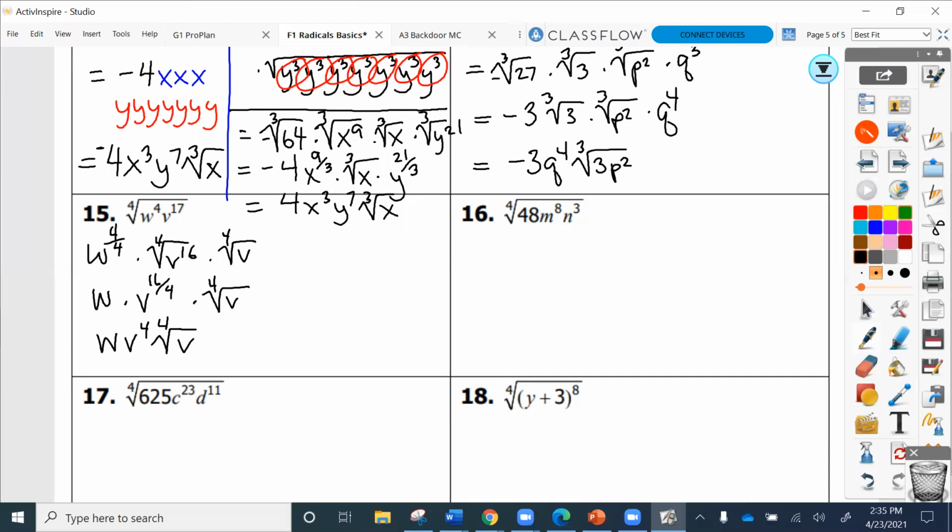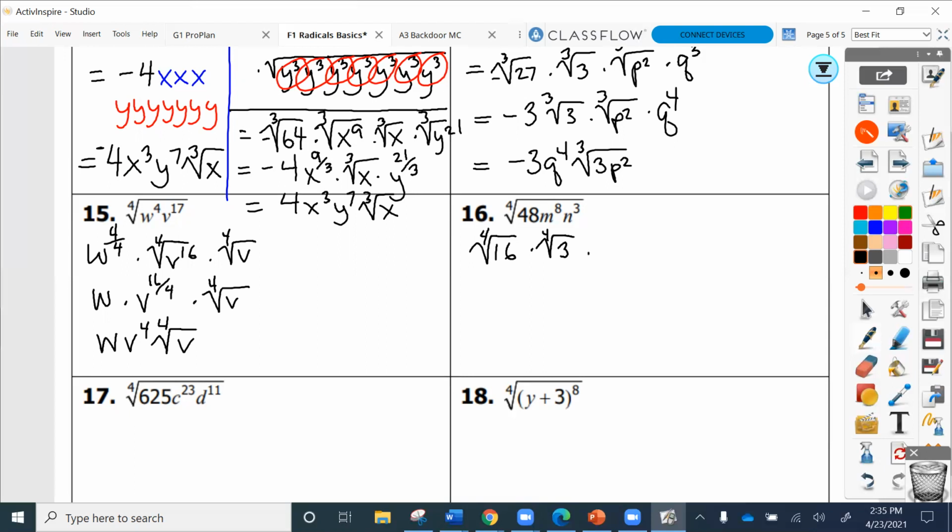All right, hopefully this is getting easier for you. All right, for number 16, I'm going to first look at the number 48. Something that you'll start to recognize right away is that 48 is 16 times 3. So we can rewrite this as the 4th root of 16, which we know is a perfect 4th root, times the 4th root of 3.